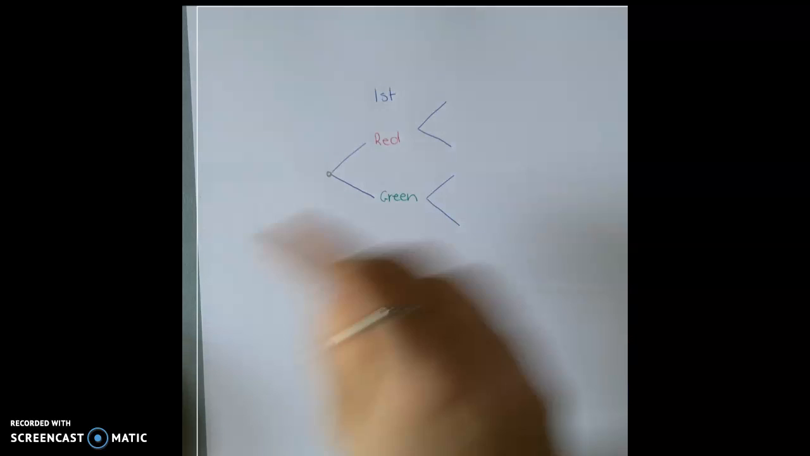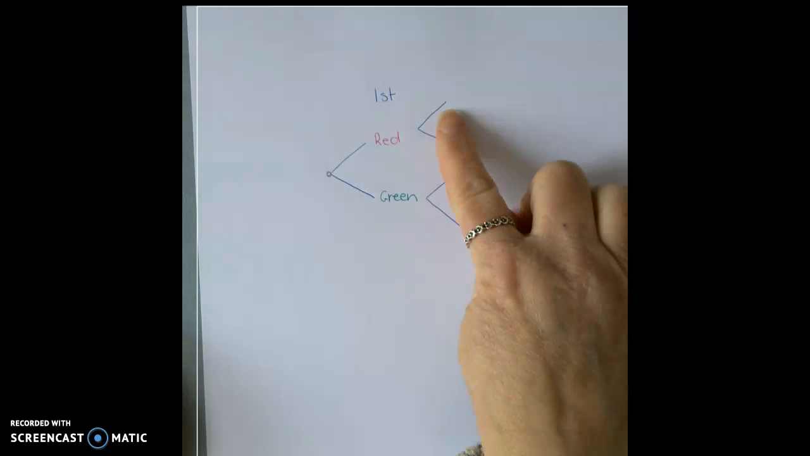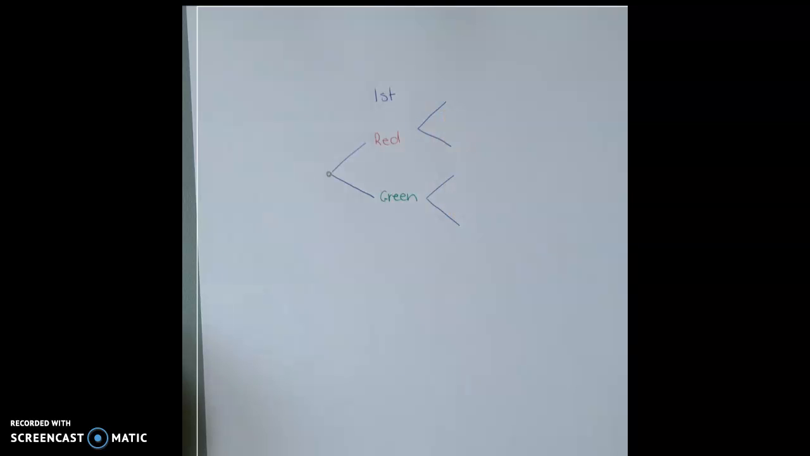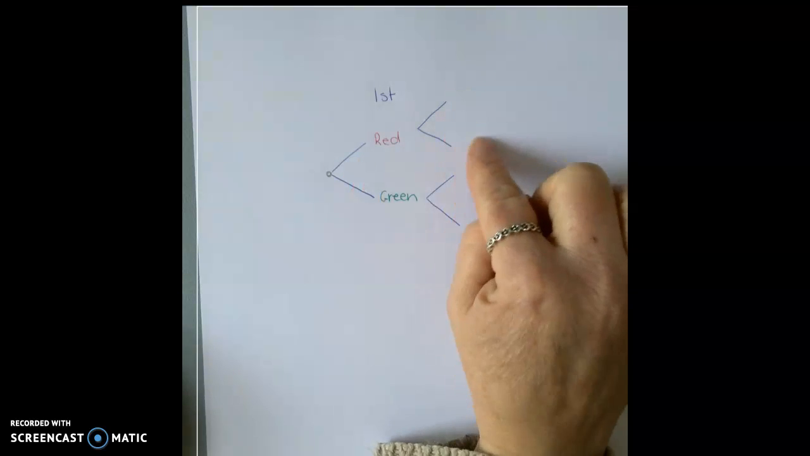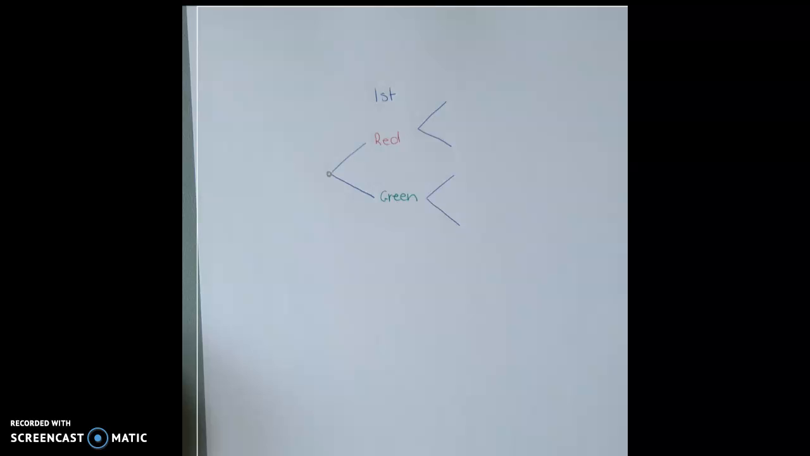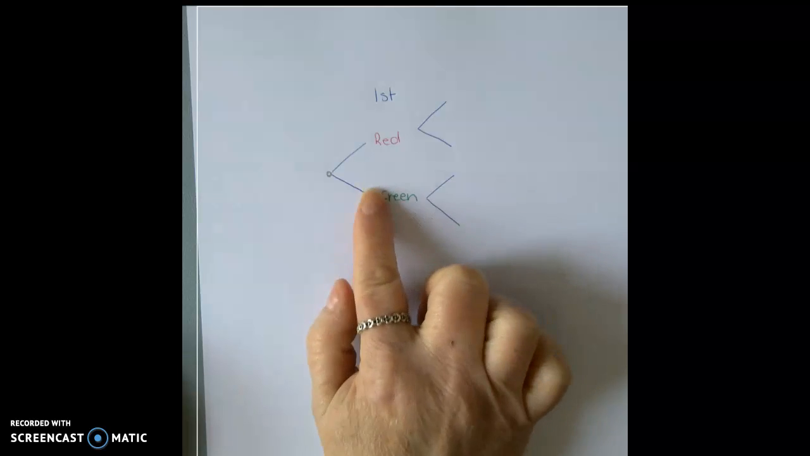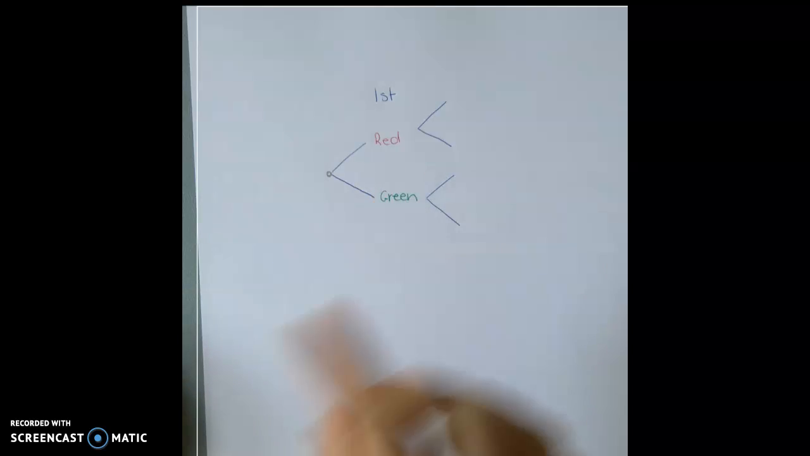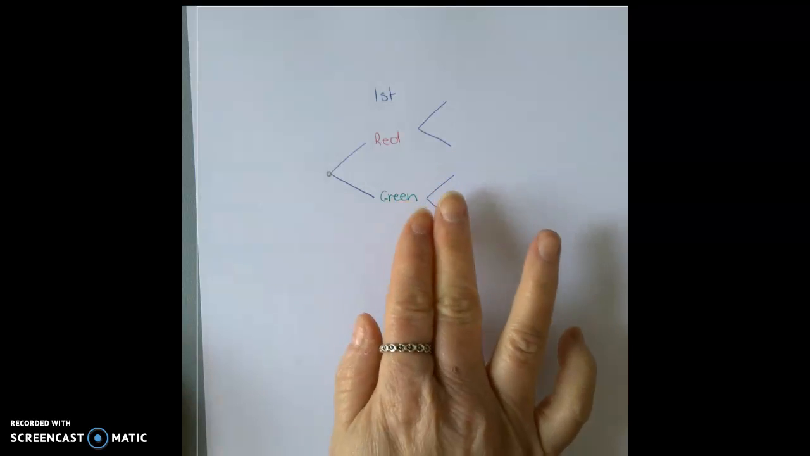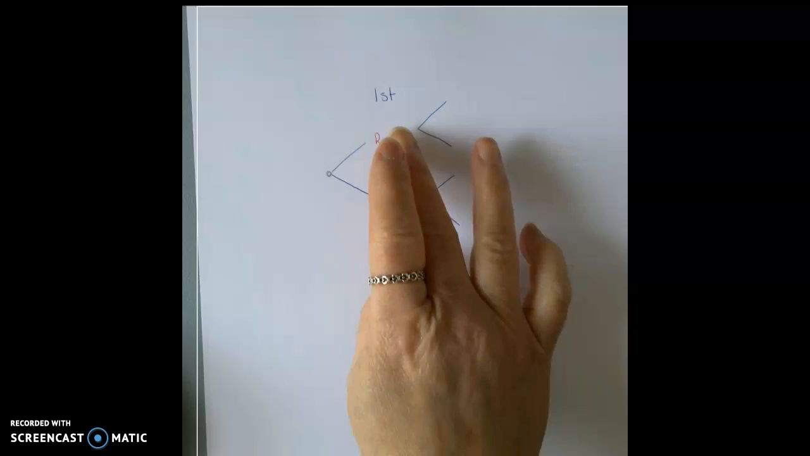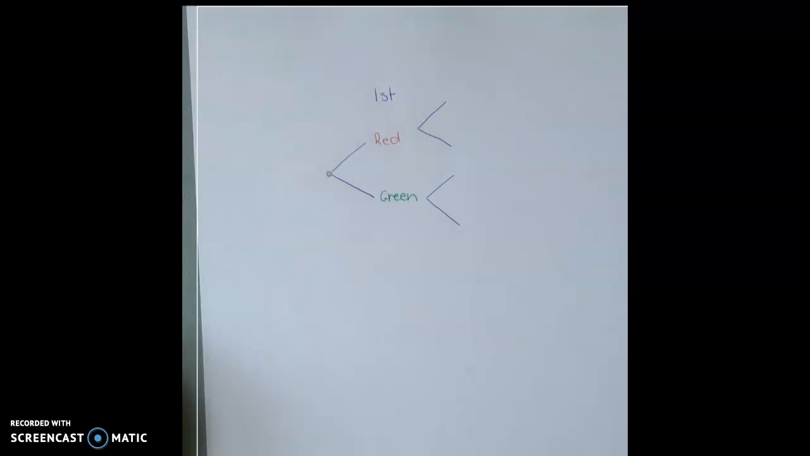And the reason why we now have two sets of branches is because we have two different options. So we could have picked out a red counter and then whatever we pick out next. Or we have option 2 where we picked out a green counter and then we pick out whatever we pick out next. So we have the two different branches with the two different options of what we first picked out of the bag when we picked out our first counter.